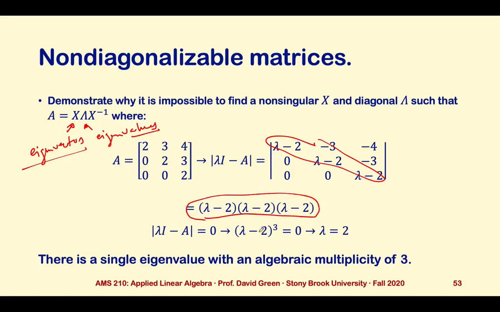The characteristic polynomial is just lambda minus 2 cubed. The only way this expression can be equal to 0 is if lambda equals 2. So what we have here is a single eigenvalue, but one with an algebraic multiplicity, that is the number of times it appears in a factorization of this characteristic polynomial, of 3.